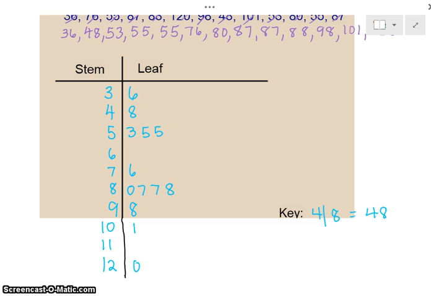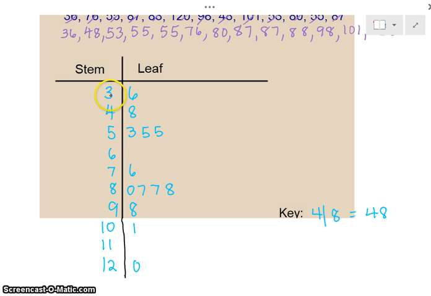And there's a couple things I want you to notice here. First of all, notice there was nothing in the 60s, but you have to include a 6 here, even though there's nothing in the 60s. You can start your stem wherever you want. So here we started it in the 30s. You don't have to start it at 0. You can start it wherever you want.